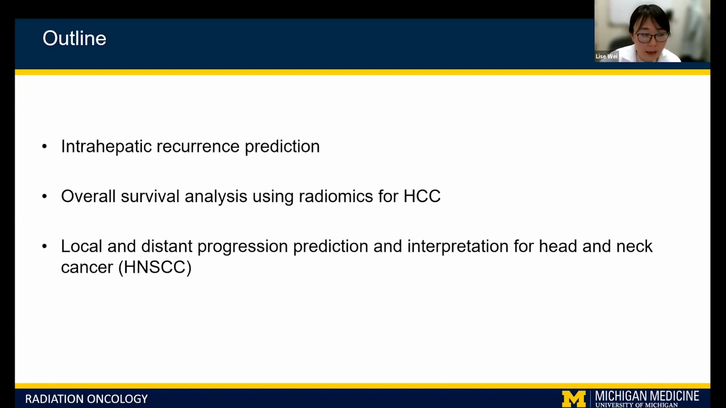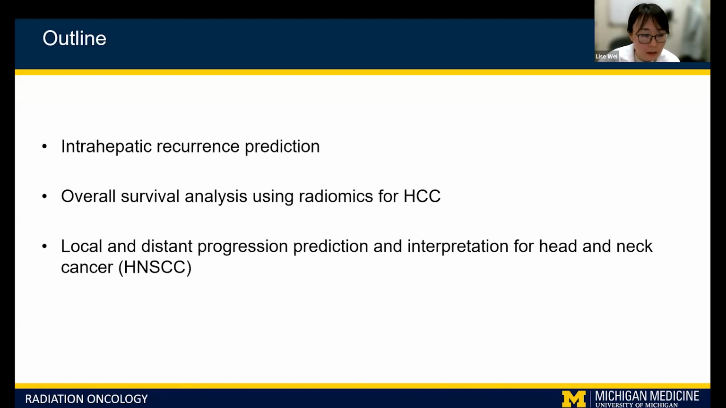This is an outline of the talk, where I want to introduce some of my previous work. The first is intrahepatic recurrence prediction. It is not metastasis: we treat the primary tumor for a liver cancer patient, but the tumor recurs elsewhere, still in the liver. So it's called intrahepatic recurrence.